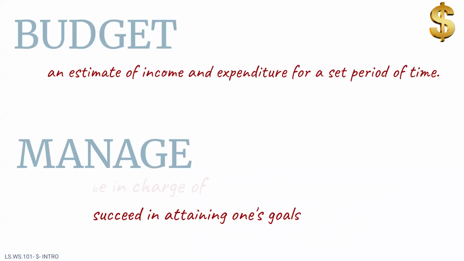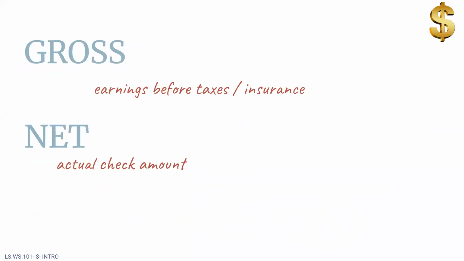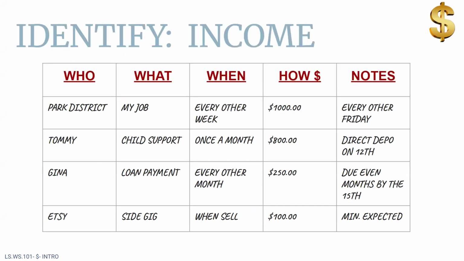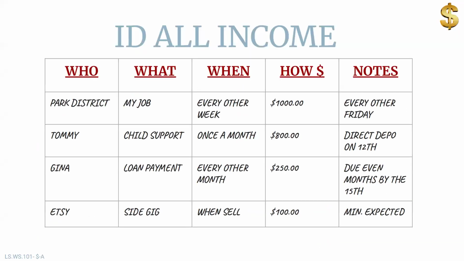We talked about budget and manage, and it's all just a way for you to be in control of your money. Remember that gross is how much you earn before taxes are taken out, and net is what is actually your check amount. If you think about it like a fishing net, whatever stays in the net is what you get to keep. You've identified all of your sources of income, what they are, when they come in, how much they are, and any notes.